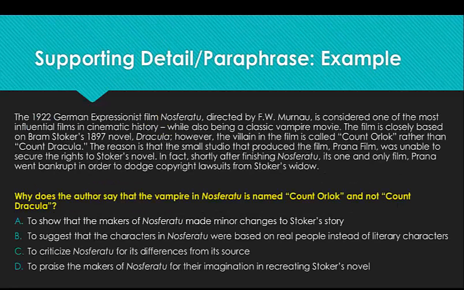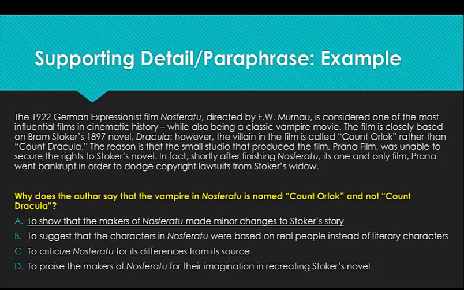So here's an example about finding supporting details or paraphrasing. And again, if you want to play along with this and quiz yourself, I would encourage you to pause the video now and hit play once you've determined an answer for yourself. So why does the author say that the vampire in Nosferatu is named Count Orlok and not Count Dracula? The answer, of course, is A, to show that the makers of Nosferatu made minor changes to Stoker's story.